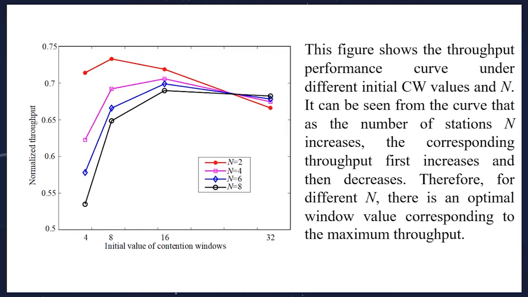And as the window value increases, the more stations there are, the faster the throughput will increase. Moreover, as the window value continues to increase, the throughput will decrease first, and when the number of stations is small, this indicates that in order to ensure better system performance, when the number of stations is larger, it is suitable to use a larger window value.